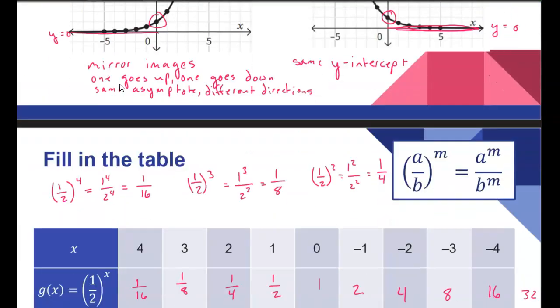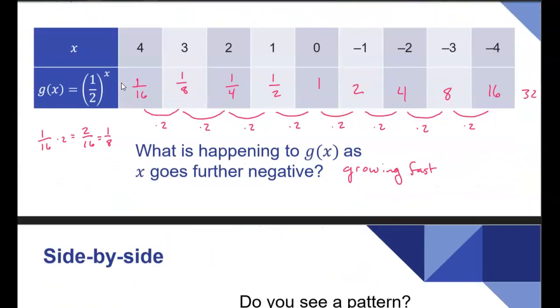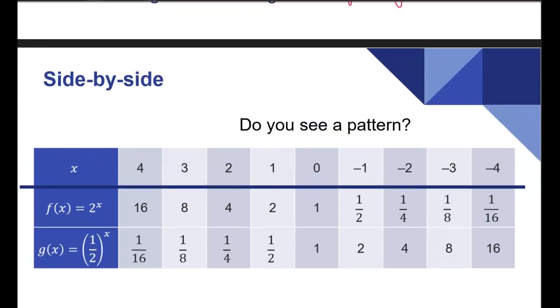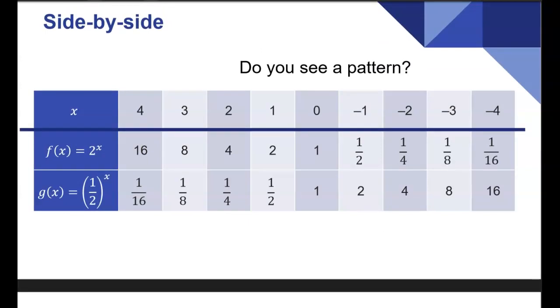All right, so we filled out a table for both of these functions. What if we put them side by side? Do you see a pattern here? What do you notice about these two functions side by side? Well, you may notice that they're flipped. It looks like they're just going exactly in the opposite order. So this goes from 16, cuts in half all the way down to 1/16. So it starts at 1/16 and multiplies by 2 all the way up to 16. So they're exactly the same, they're just reversed.